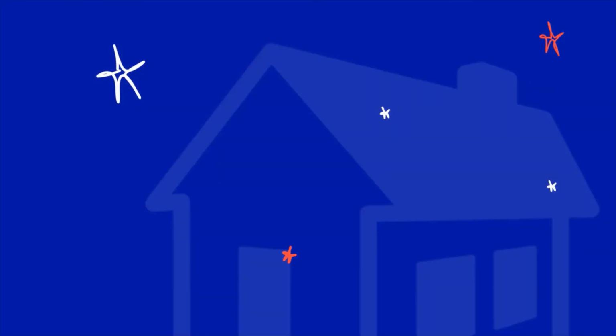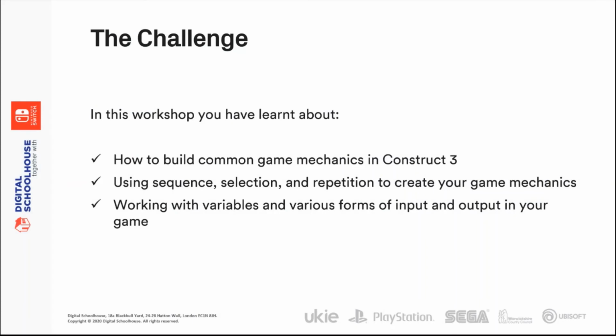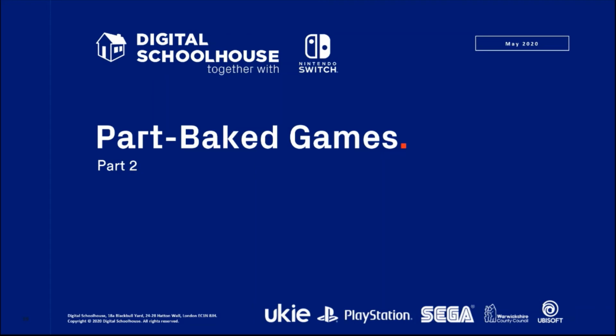So let's have a little sneaky peek at what we're going to be looking at next time. Oh, actually I haven't told you what we've covered, so let me do that very first before we move into what we're going to be doing next time. So in this workshop, you've learned about how to build common game mechanics in Construct 3. You've used sequence, selection and repetition to create your game mechanics, and you've worked with variables and various forms of input and output in your game. So very well done. You've created something that's quite complex as your very first game, so hopefully you've enjoyed doing that. So this was Part-Baked Games Part 2.